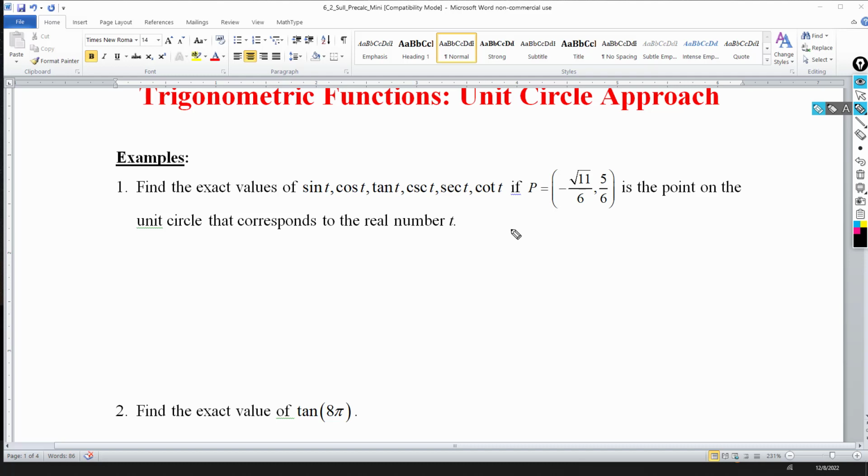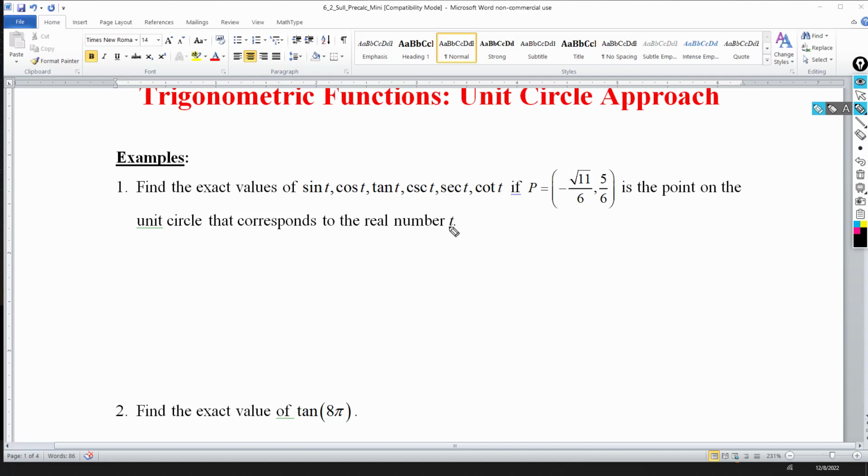The unit circle has its center at the origin, 0, 0, and the radius of that circle is 1. So notice if I compute the distance from this point to the origin, this would be the square root of minus radical 11 over 6 squared plus 5 over 6 squared. 11 over 36, as I'm squaring this, and then 25 over 36 gives me 36 over 36, which is 1, and the square root of that is 1, so it is a unit circle.